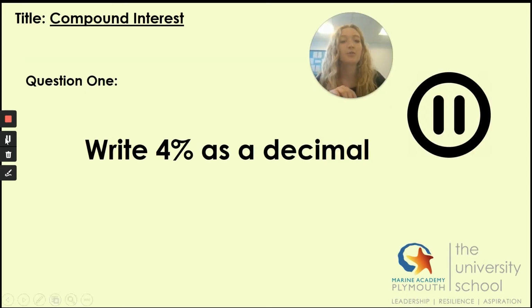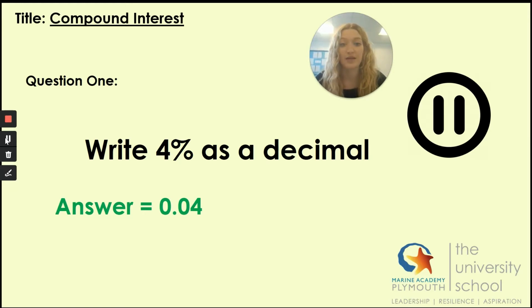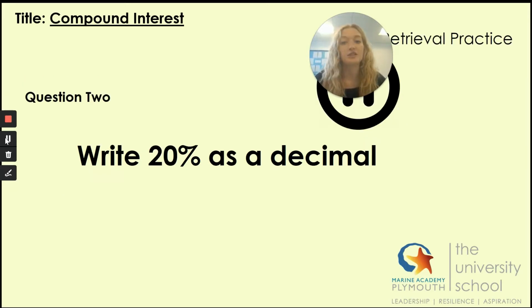Beautiful. So question 1, write 4% as a decimal. Pause. And 3, 2, 1, pen drop, green pens up, and ticking. You should have 0.04. Fantastic. Well done. Question 2, write 20% as a decimal and pause.